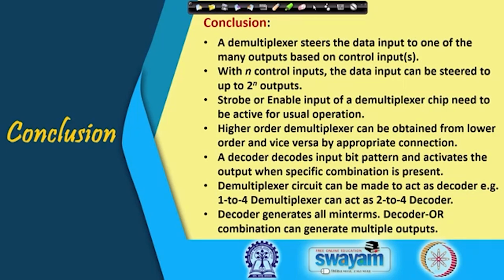For example, a 1 to 4 demultiplexer can act as a 2 to 4 decoder. And since a decoder generates all min terms, a decoder with an OR combination can generate multiple outputs by summing the min terms that are generated out of the decoder.